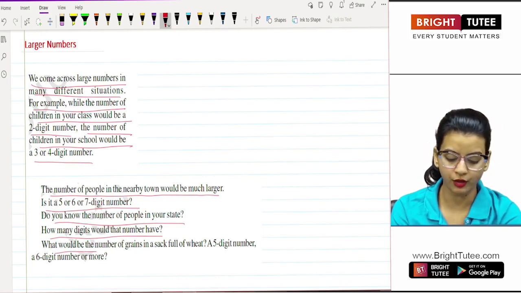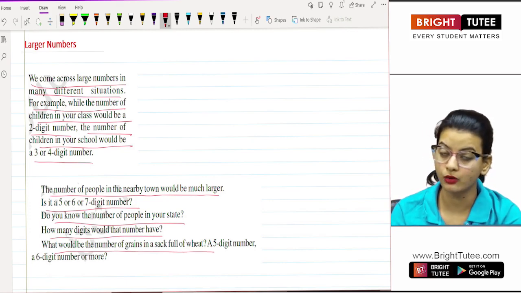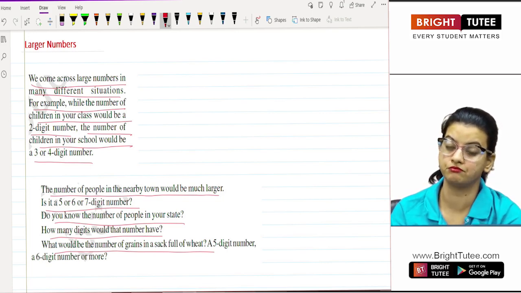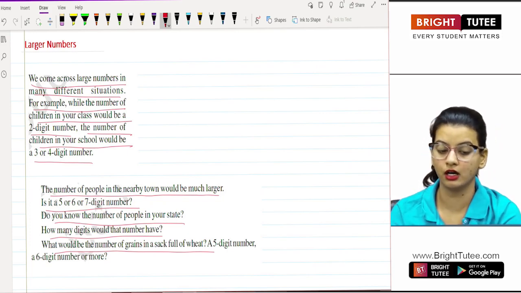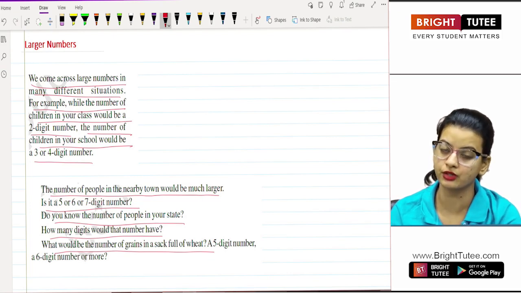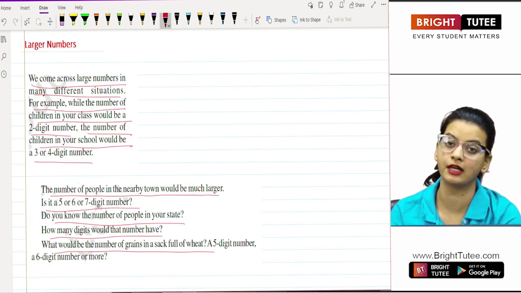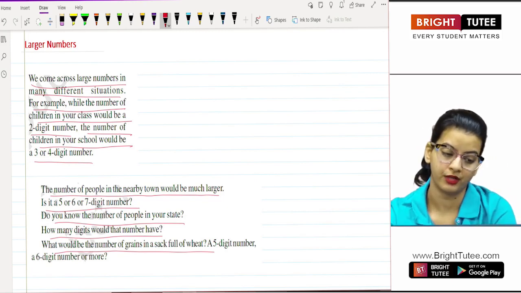Now, what would be the number of grains in a sack full of wheat? This is also uncountable. We cannot count the number of grains, but I'm sure it is going to be a 7-digit or 8-digit or 9-digit number. So these are the different situations in which we need larger numbers, and that is why in mathematics we have developed larger and larger numbers, and that is why here we are learning how to read and write larger numbers. Okay, moving ahead.